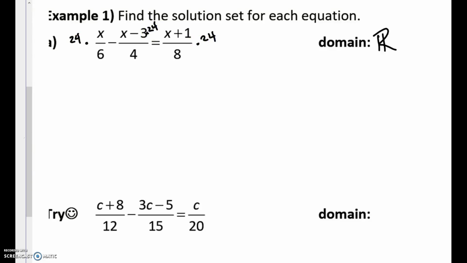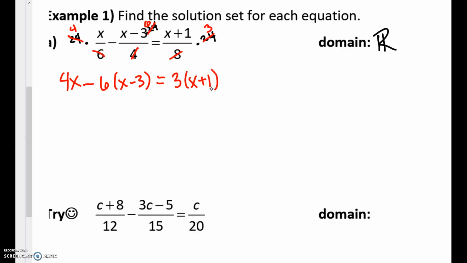So let's take a look at what happens when we do that. 24 and 6 can reduce. 24 and 6 cancel to make 4, and 4 times x is just 4x. That's my first term there. 4 and the 24 reduce, making this guy here a 6. So I end up with minus, there's a minus sign there, right? Minus 6 times x minus 3. Then here, the 8 and the 24 cancel, leaving a 3, so this side ends up being 3 times x plus 1.